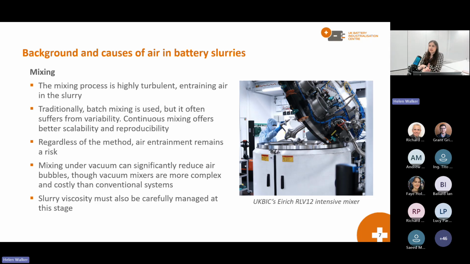Also important to note at this stage that the parameters that you use within your mixing procedure can also influence the final viscosity of your slurry. Now, battery slurries are shear thinning. That means that when you apply force to them, the viscosity drops. So just something else to think about: what you do at mixing can really affect the way your product behaves downstream.